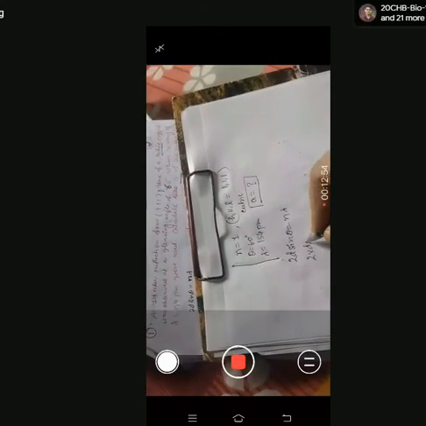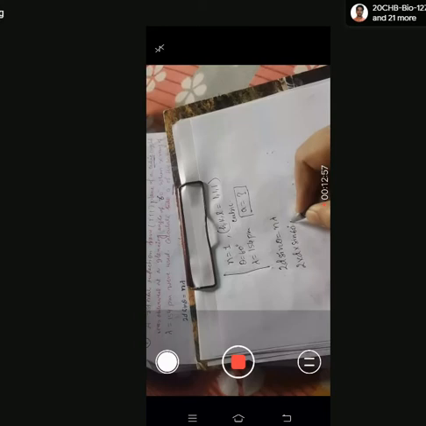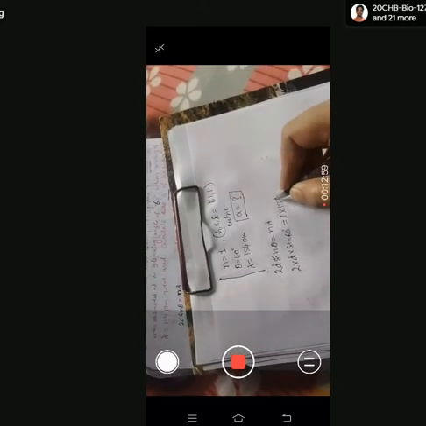So we will use 2D sine theta equal to n lambda: 2 into D into sine 60, and n is 1 and lambda is 154.